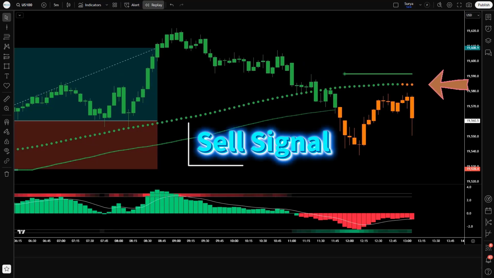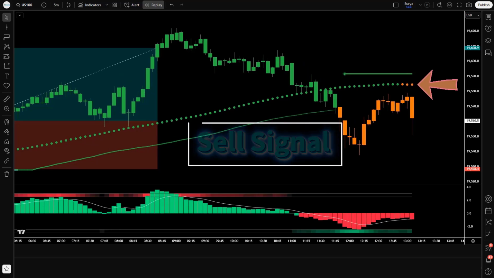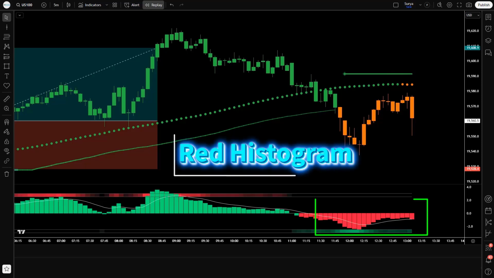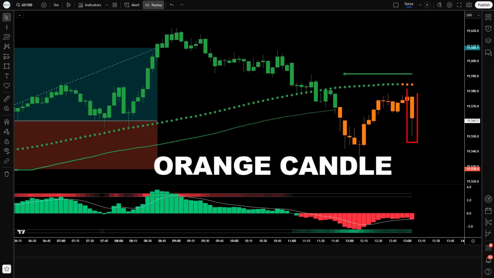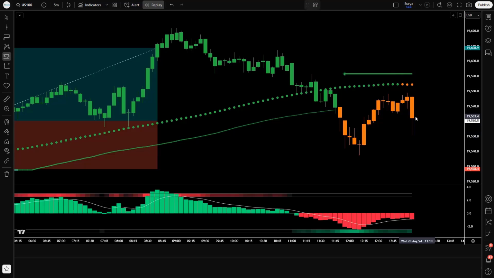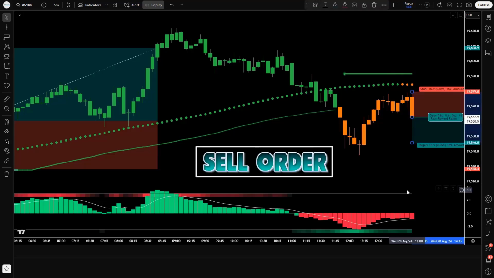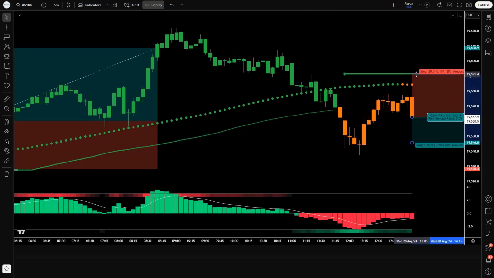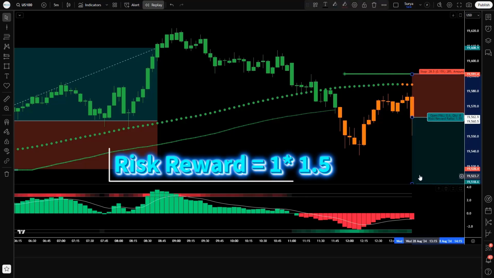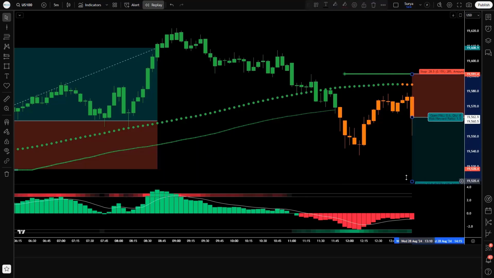When the Savitzky Flow Bands indicator has given a sell signal, the ROC-weighted MA oscillator indicator has created a red histogram. And the market creates an orange candle, so all these conditions are met, then we have to take a sell order. And our stop loss should be placed on this green line. And the risk-reward ratio will be 1:1.5. Let's see what happens to our trade.